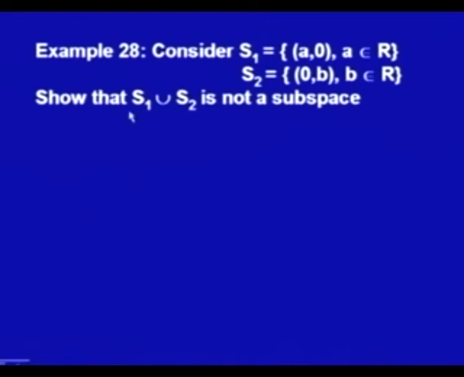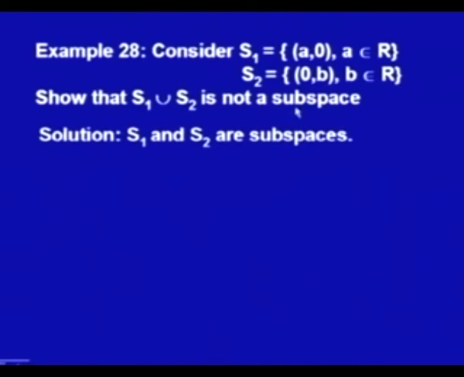Now, we have to show that S1 union S2 is not a subspace. Now, the first thing is, in the solution we show that S1 and S2 are subspaces. One can easily see that (A, 0), A belongs to R, is a vector space. S2, (0, B), is also a vector space. So, S1 and S2 are subspaces of R2, because this is a subset of R2, this is also a subset of R2.